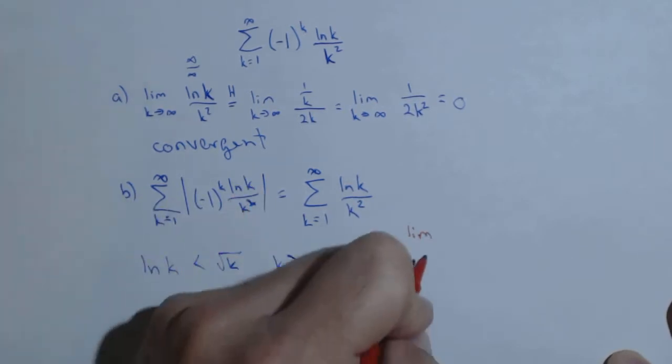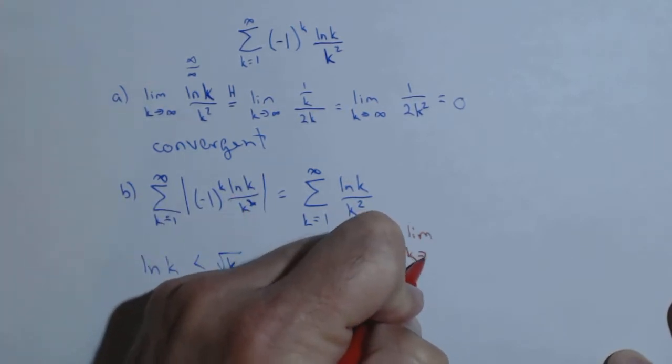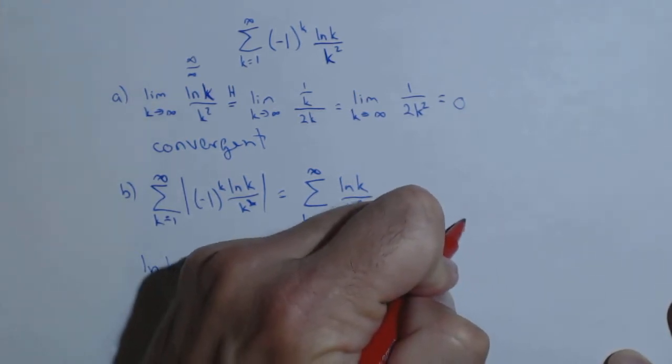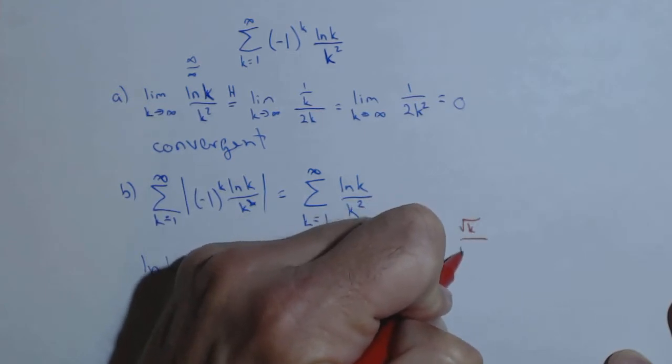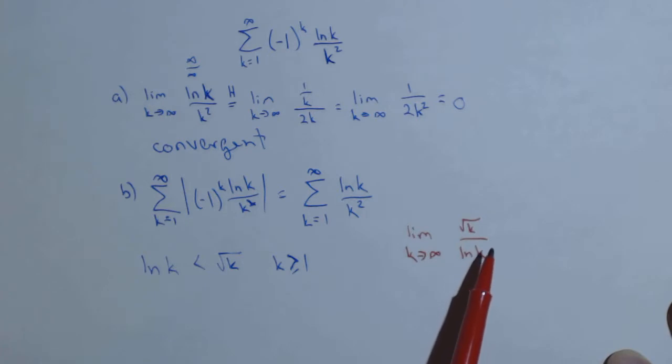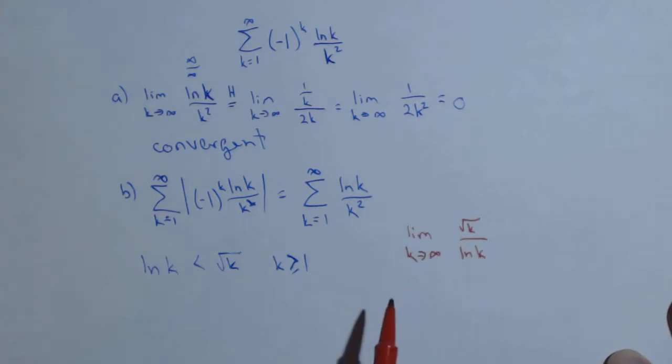don't take any of this for granted. We're going to look at the limit as k goes to infinity of the ratio of these two. It doesn't matter which one you put on top or bottom, so maybe we do square root of k over ln of k. If ln of k grows faster, this is going to go to 0. If square root of k grows faster, it's going to go to infinity. If they grow at the same rate, it's going to go to a number.